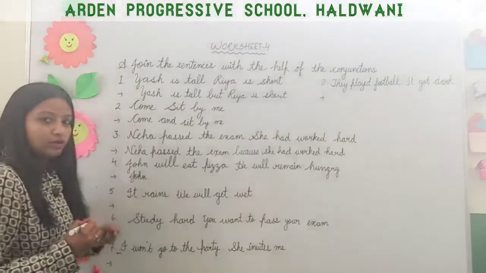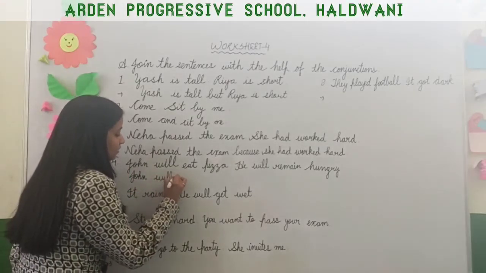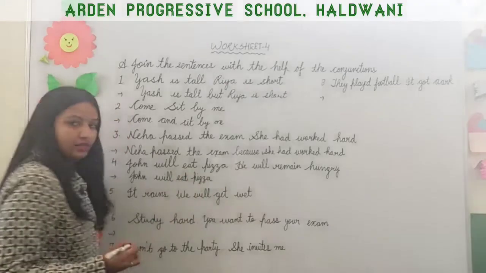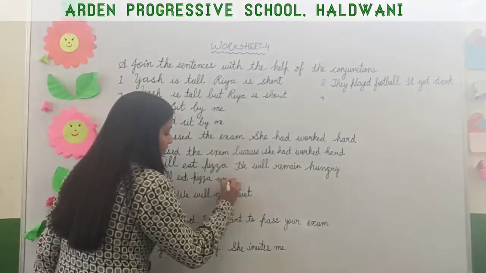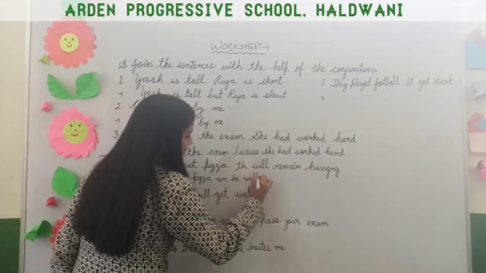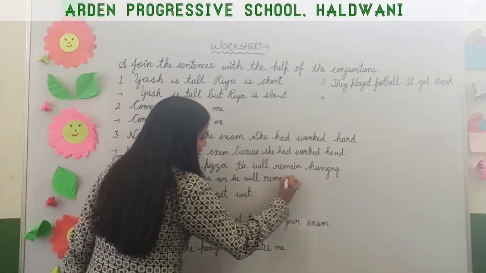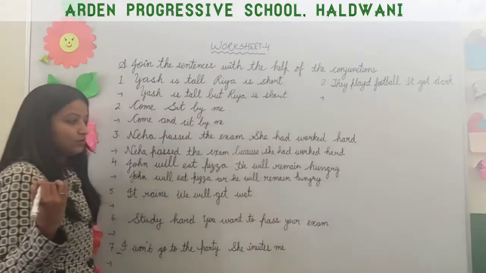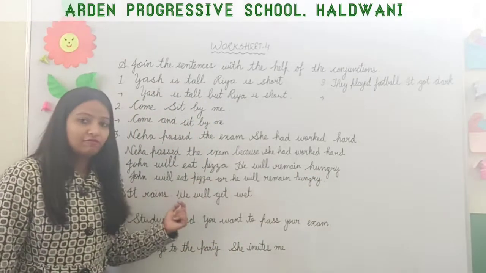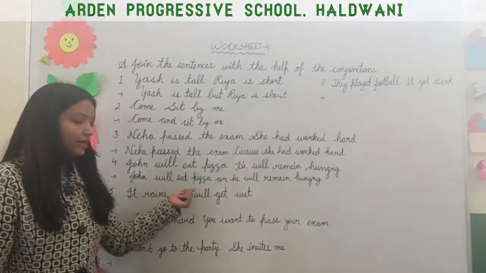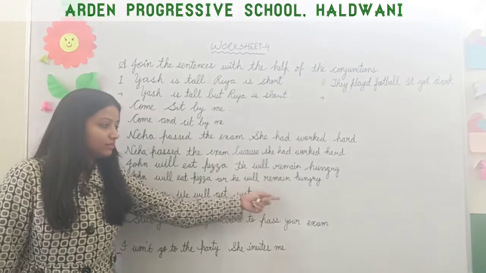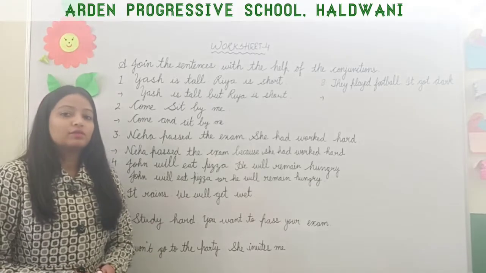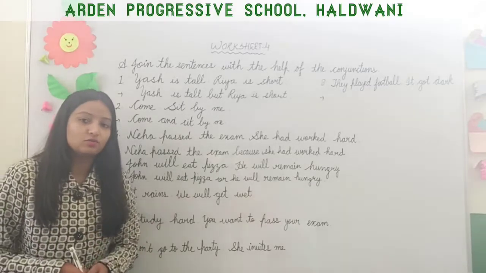So what will be the new sentence? Repeat after me. John will eat pizza or he will remain hungry, H-U-N-G-R-Y, hungry. So here we have two choices. Either John will eat pizza or he will remain hungry. So whenever we are talking about options, choice, and when we are in doubt about something, then we use or.